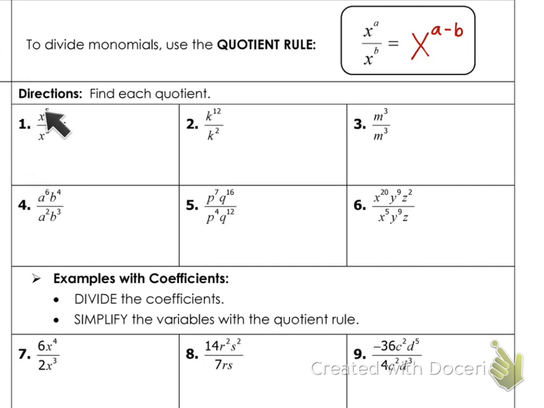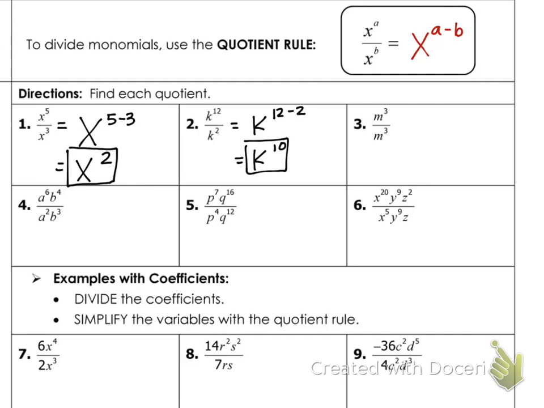So if we look at this first one, we have x to the fifth over x cubed. You notice how they're both x's, so we need the same base in order to subtract or divide. So it's going to be x to the 5 minus 3. Well, 5 minus 3 is 2, so it's x squared. Same thing here, notice we have the same base, k, and we're going to subtract that 2. We're going to say k to the 12 minus 2, and that's going to be k to the 10th.